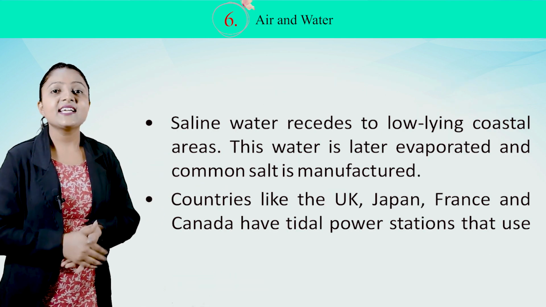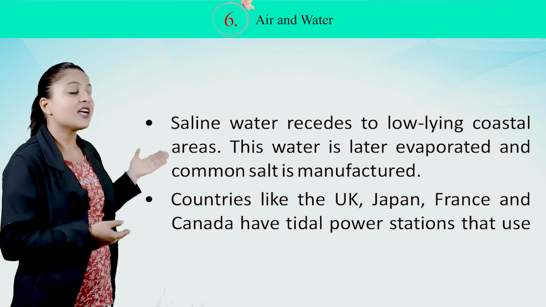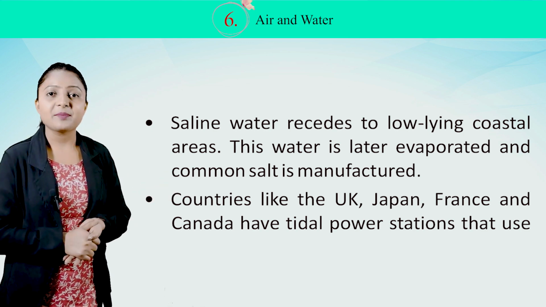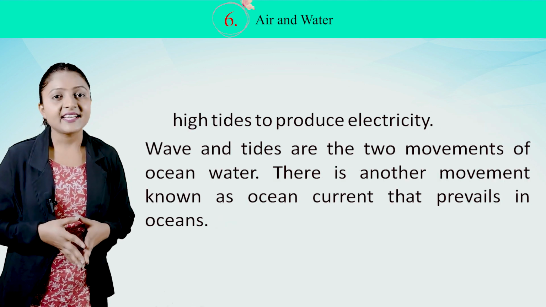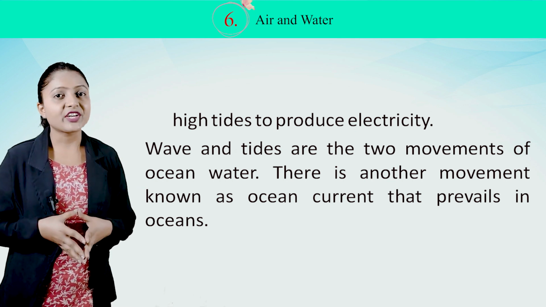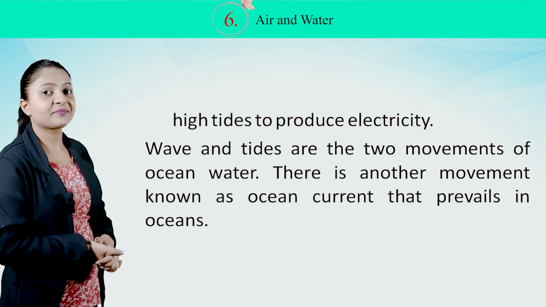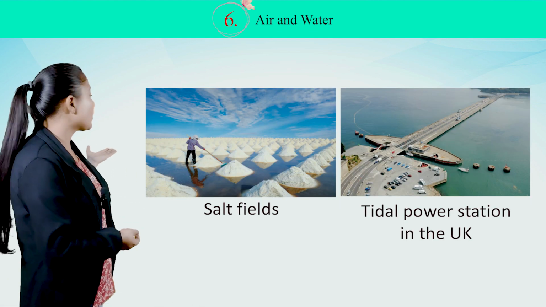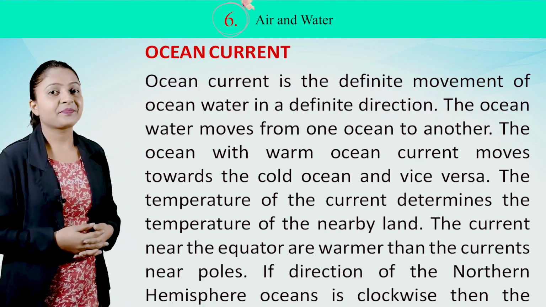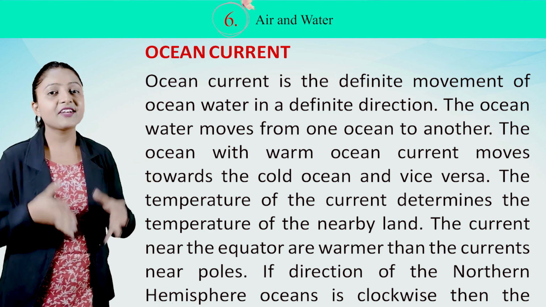Saline water recedes to low-lying coastal areas. This water is later evaporated and common salt is manufactured. Countries like UK, Japan, France and Canada have tidal power stations that use high tides to produce electricity. Wave and tides are the two movements of ocean water. There is another movement known as ocean current that prevails in oceans. In this picture, you can see salt fields and in the second one you can see tidal power station in the UK.